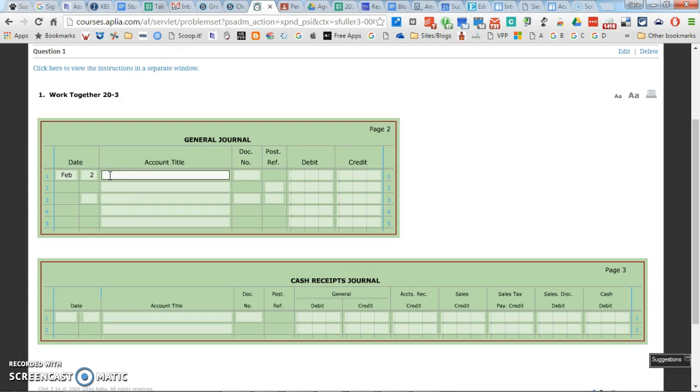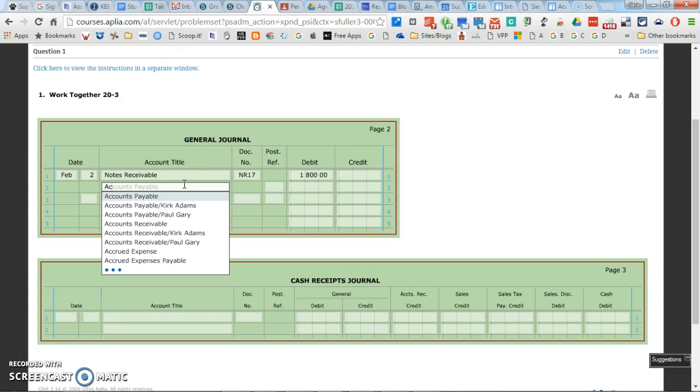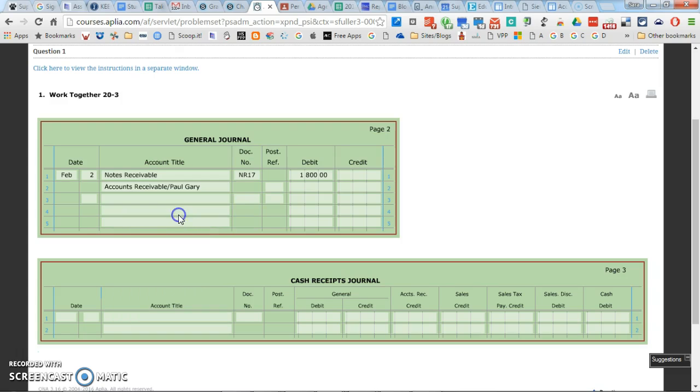Our debit account will be notes receivable. Our document number is NR17. It's a debit of $1,800. Our credit account is then accounts receivable/Paul Gary. And then from yesterday we had to put the slash in there. And that's just because if you remember from last year, we would have to post this in two places, accounts receivable and Paul Gary. And so then a credit of $1,800.